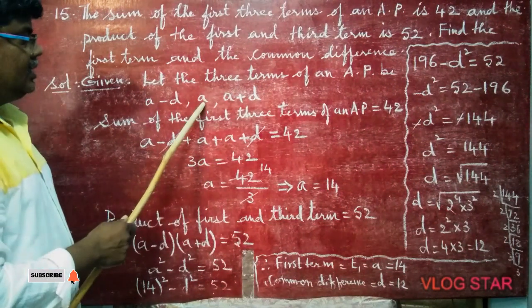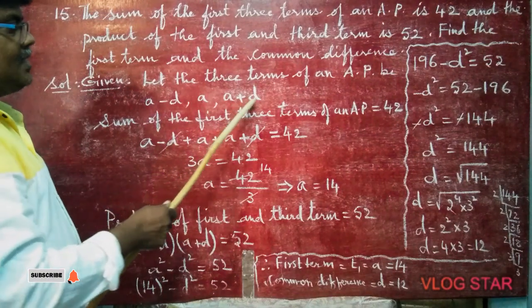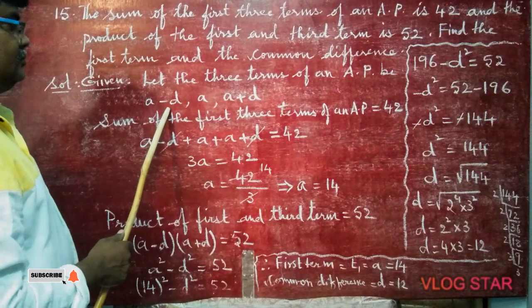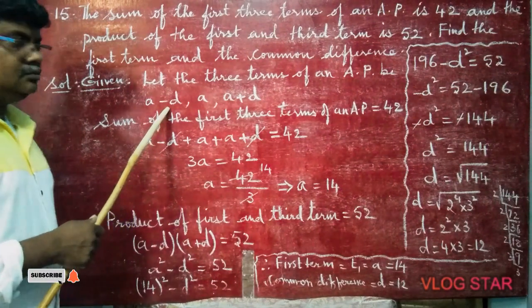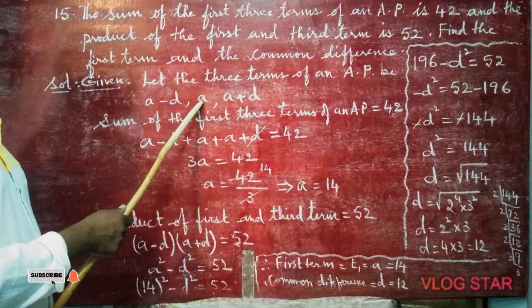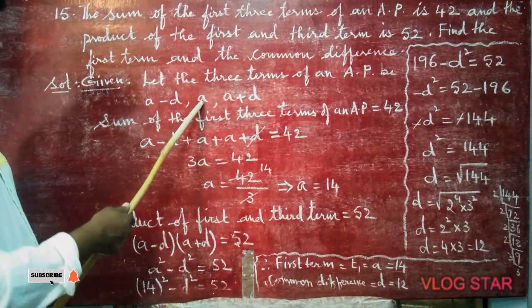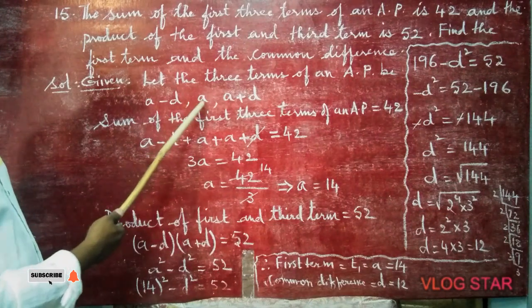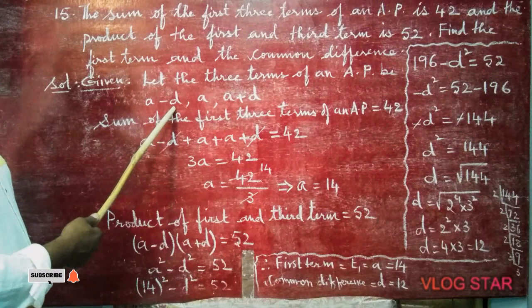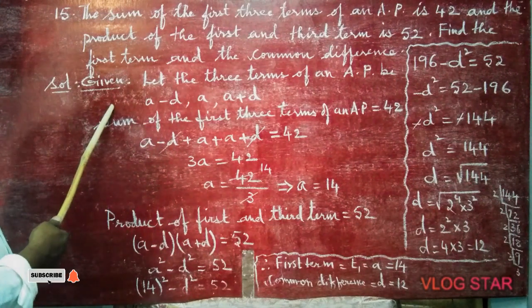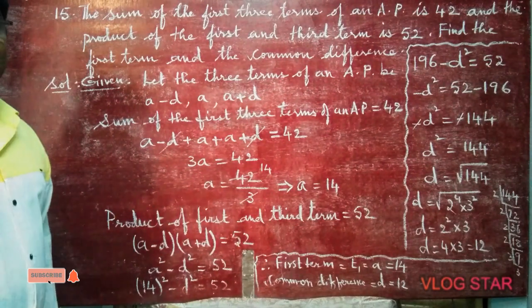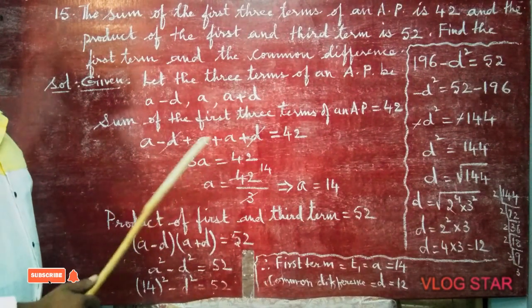Usually we know that we take A, A plus D, A plus 2D, and so on. But here I took it like this because it is easy to solve the problem. If we write A as the first term, the preceding term of the AP will be A minus D. Still there are A minus 2D, A minus 3D. According to the problem, we are going to take this for easy calculation.